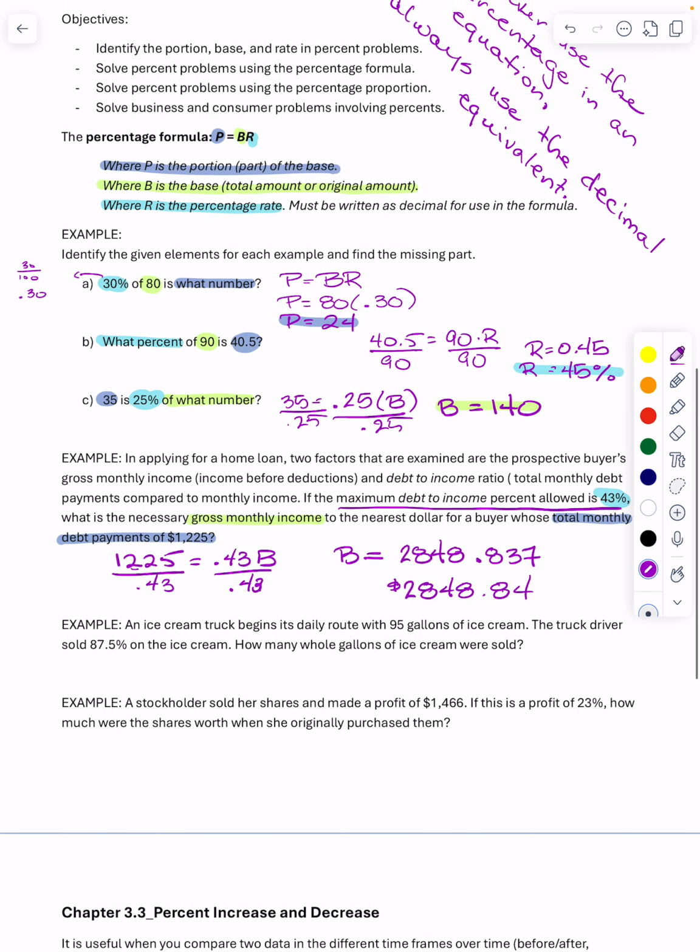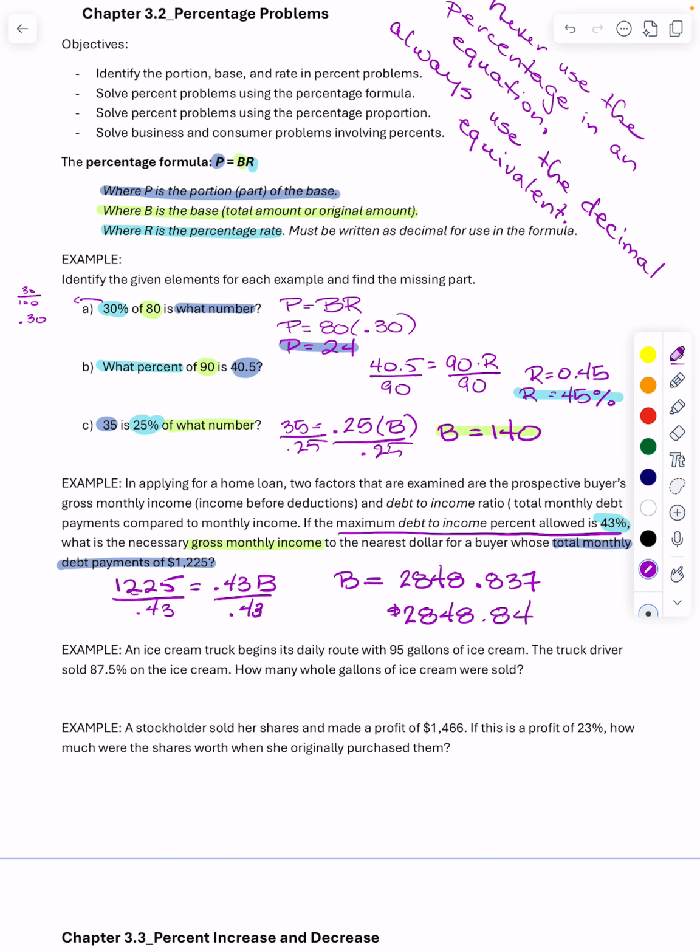Next example, we have an ice cream truck which begins its daily route with 95 gallons of ice cream. So that 95 gallons is going to be our total. The truck driver sells 87.5%. We want to know how many gallons that is.